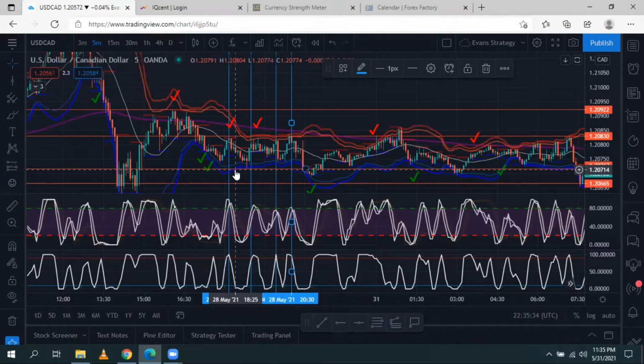What you are concerned about is seeing the market hitting your markup, and this is overbought or oversold. Overbought for a sell, oversold for a buy. This is overbought for a sell, oversold for a buy. Then you enter your trade.